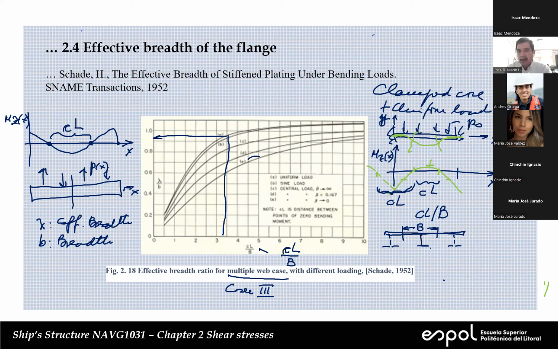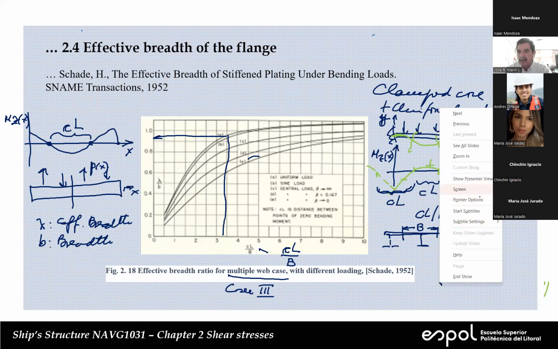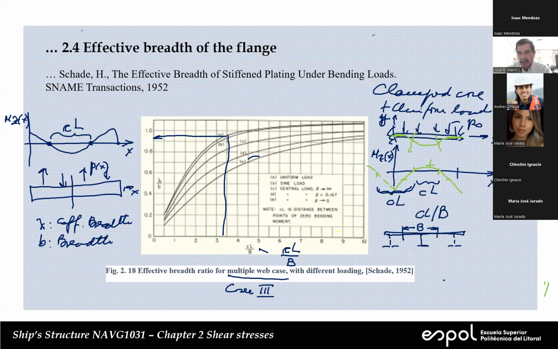Okay, because this is case 3. Now we have found that the effective breadth is about 0.90 something in this case. So what we have to do is calculate the inertia of this. But we know that the effective breadth is not 100%, it's 90 something. So we have to draw a new section. Up to here, this is 100%. This doesn't exist. This exists.